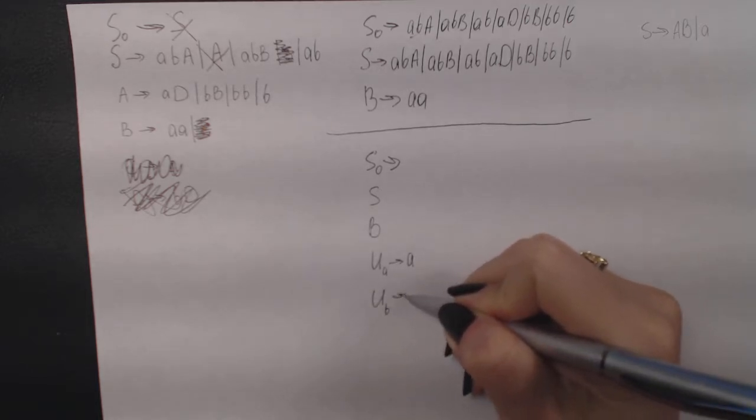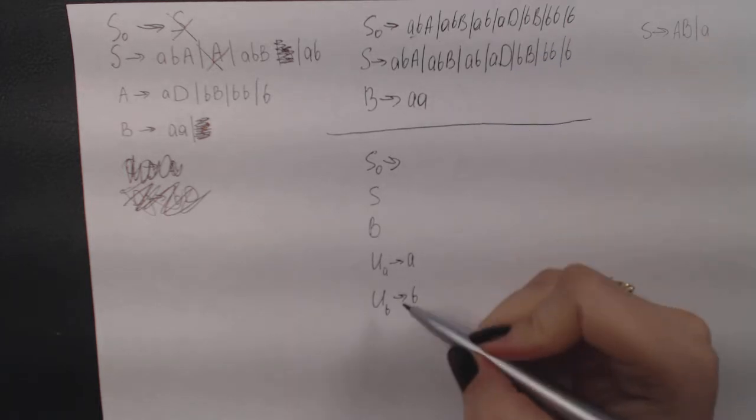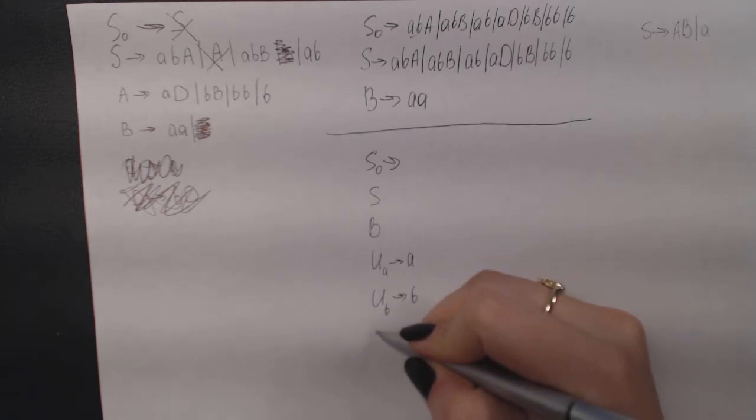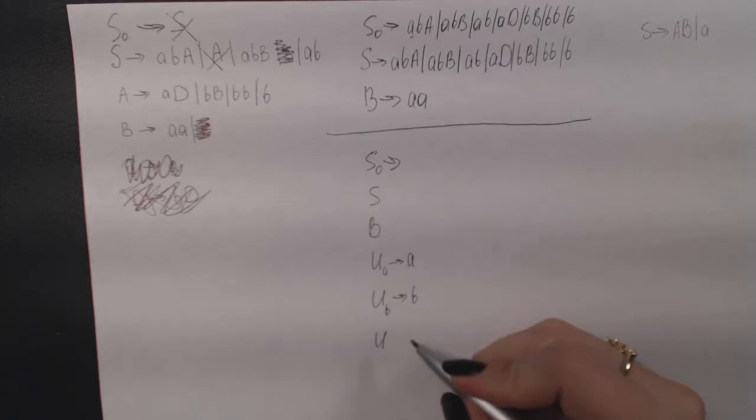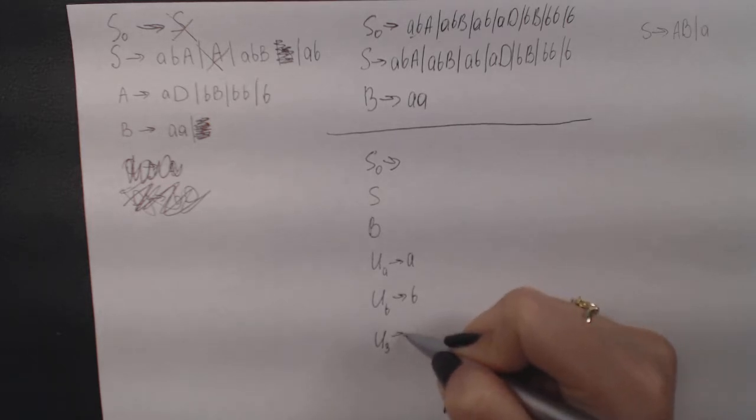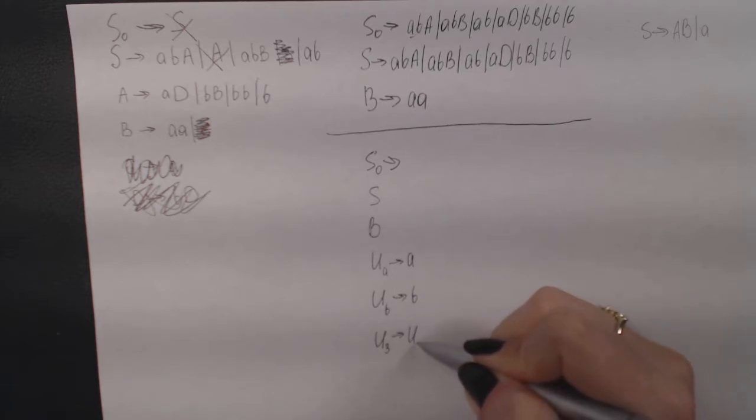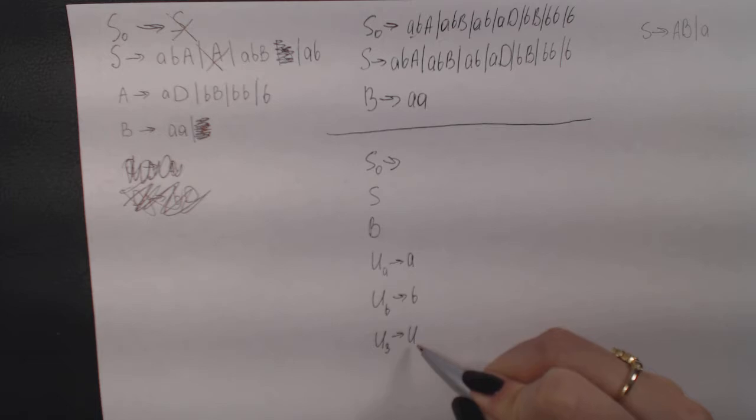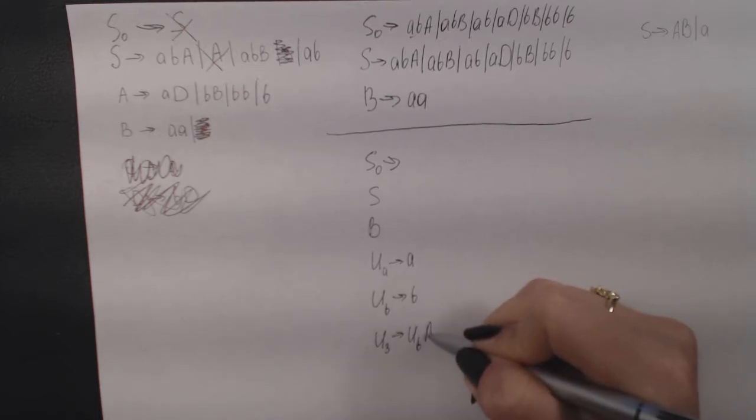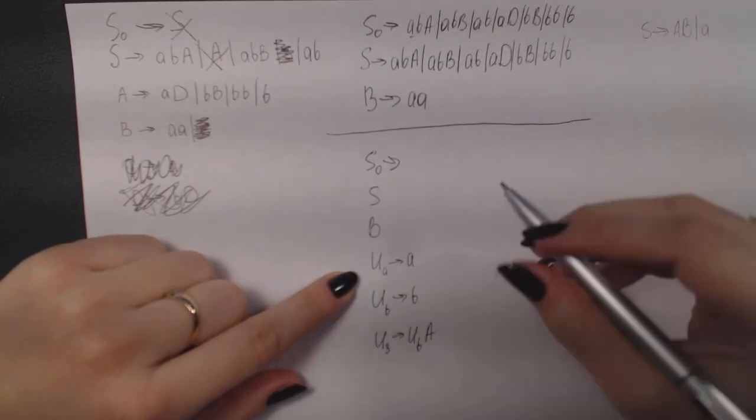Another will be for my lowercase b. And another will be for, I will call it U3, which will have uppercase B, uppercase U sub B and A for those two guys. Let me show you how it will work out.